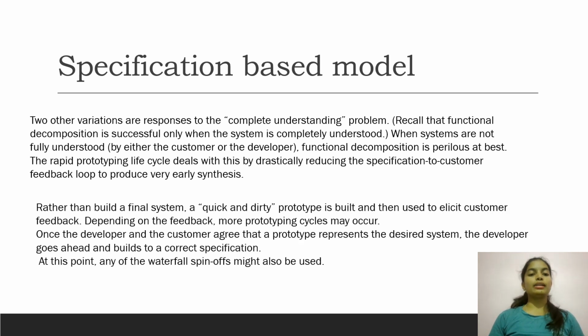Rather than build a final system, a quick and dirty prototype is built and then used to collect customer feedback. Depending on the feedback, more prototyping cycles may occur. Once the developer and the customer agree that a prototype represents the desired system, the development goes ahead and builds to a correct specification. At this point, any of the waterfall spin-offs might be used.